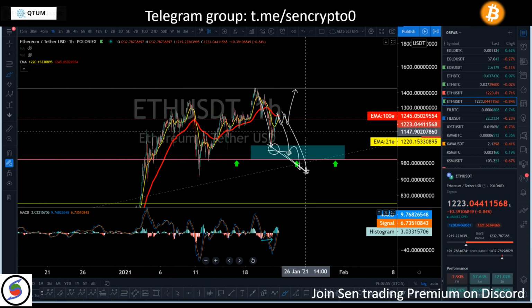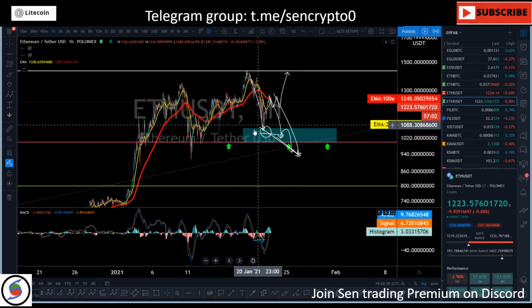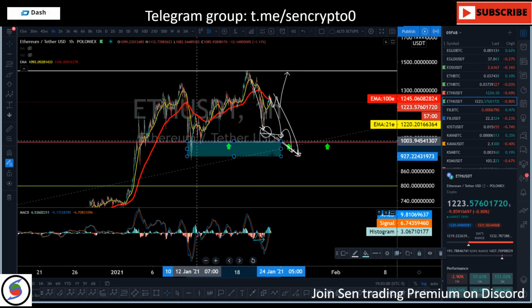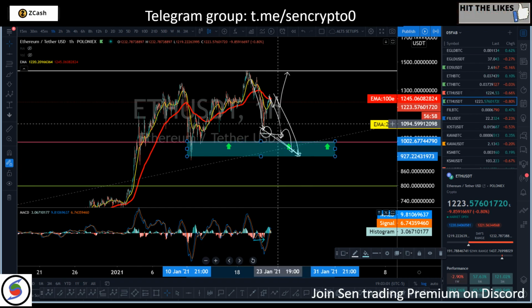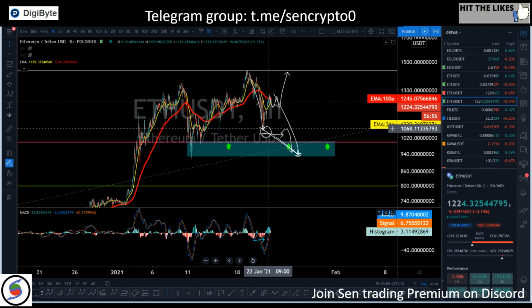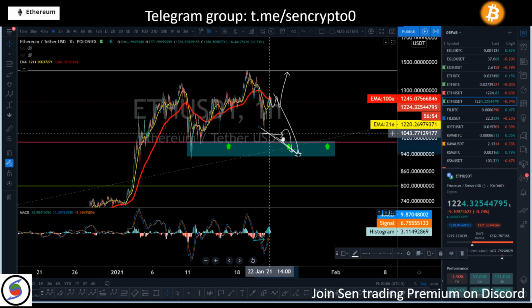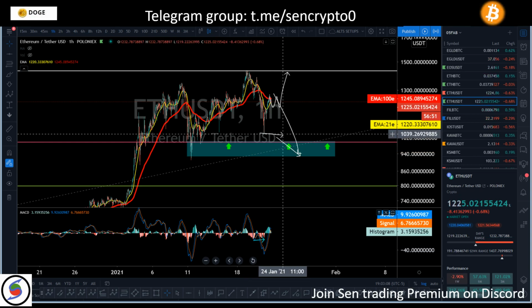All right, so Ethereum guys, a strong support is going to be just about the 950 to 1050 area. If we break it, we're going to take a look at it, but the bulls are still strong enough to keep up the momentum above the 950 to 1050 area.